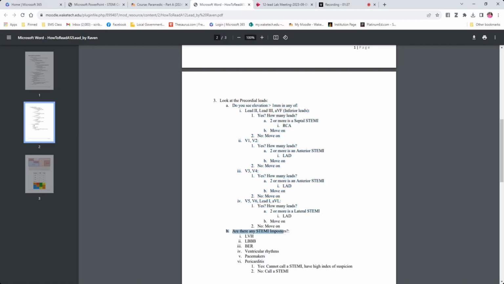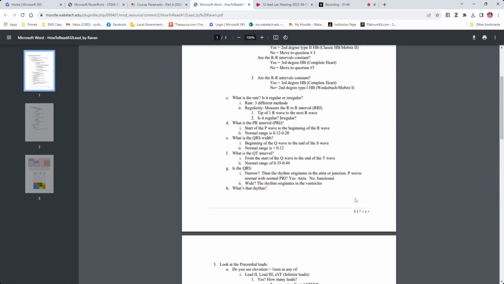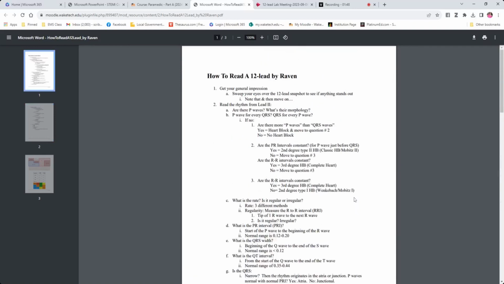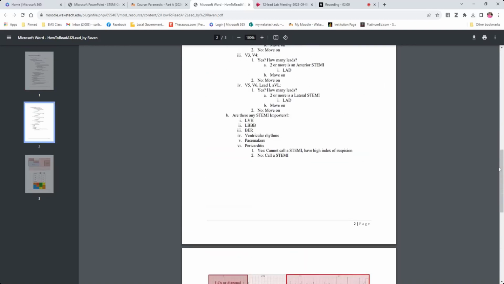And then you're going to go through your STEMI imposters. And then you're going to decide whether you call it a STEMI or you don't call it a STEMI, whether you send it for consult or you don't. So please review this paper. I would print it out and sit it next to the strips that I'm trying to interpret so I can go through every single step, because if you go through every single step, you're going to be okay.